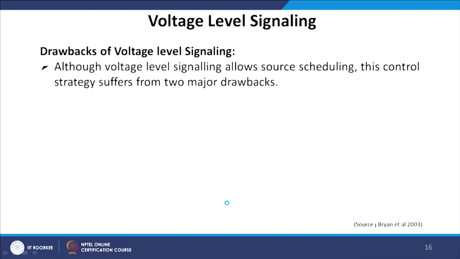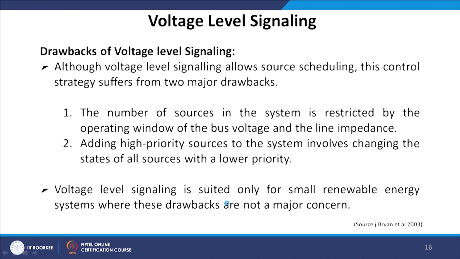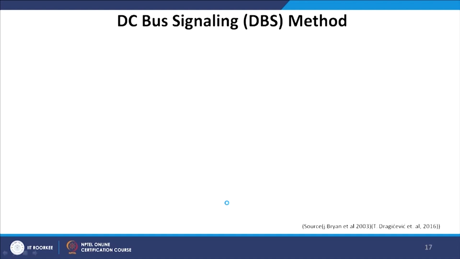The major drawback of voltage level signaling: although it allows source scheduling, this control strategy suffers from two major drawbacks. First, the number of sources in the system is restricted by the operating window of the bus voltage and the line impedance. Second, adding high priority sources to the system involves changing the states of all sources with a low priority. Voltage level signaling is suited only for small renewable energy sources where these drawbacks are not a major concern.